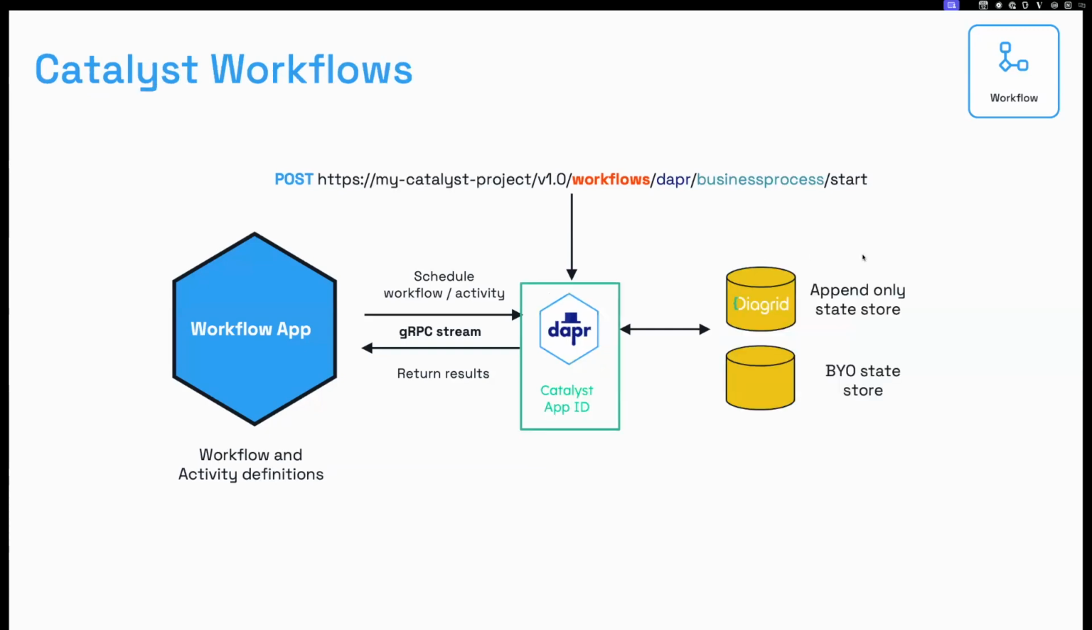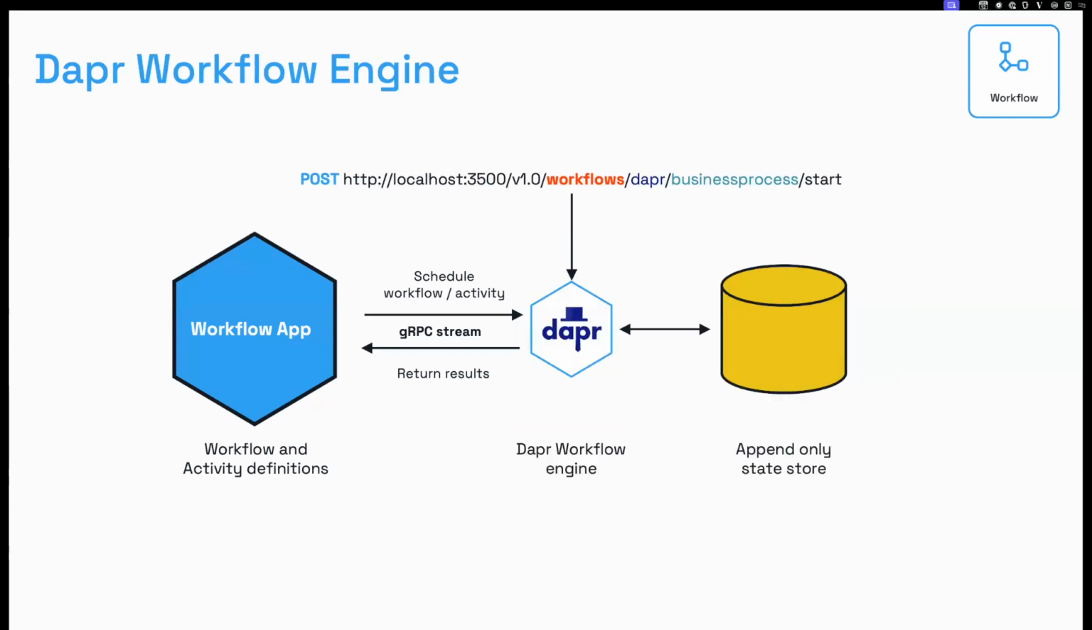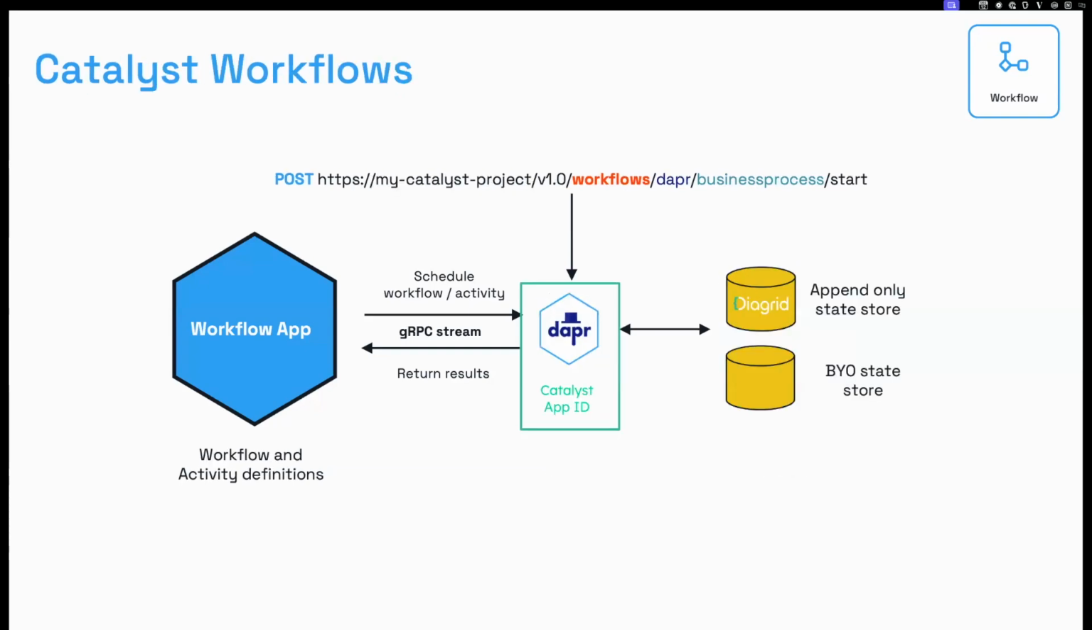So what that looks like for Catalyst workflows is essentially, once again, we're going to replace the HTTP localhost call, and we're now going to be making the workflow management API calls to our Catalyst project. And instead of talking directly to a sidecar, you're going to have this concept of a Catalyst app ID. And all of the SDK logic is the same. The gRPC stream is the same.